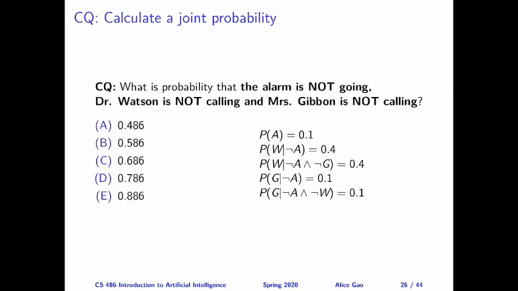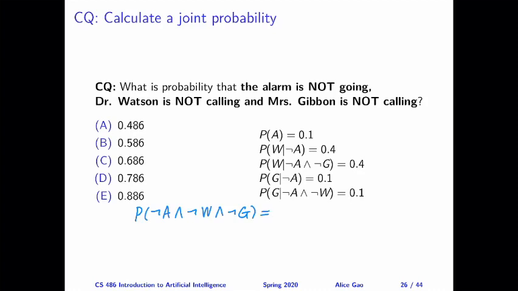Question number two. What is the probability that the alarm is not going, Dr. Watson is not calling, and Mrs. Gibbon is not calling? So for this question, we want to calculate the probability of not A and not W and not G.